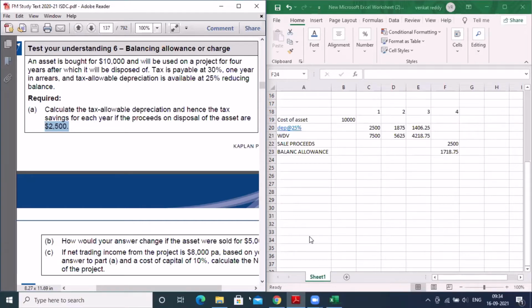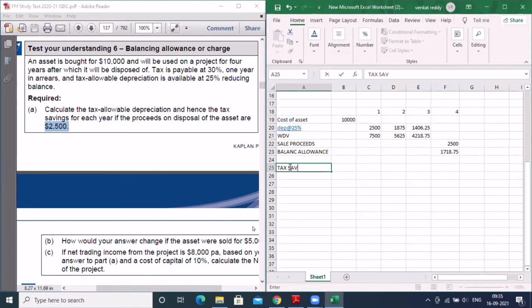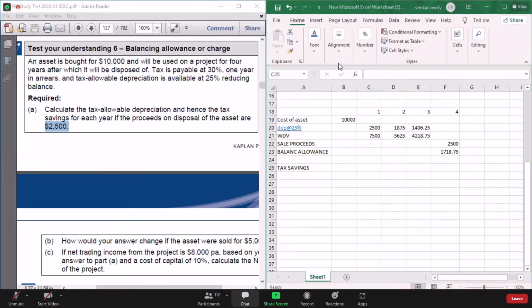Yes, sir. Now the most important point. Here they ask us to calculate the tax allowable depreciation and hence the tax saving for each year. So we should also calculate the tax saving. Now let me explain how to calculate this tax saving. Because the depreciation can be considered as a deductible expense. Now, how much depreciation did we claim in the first year? 2,500, right? So the first year depreciation is 2,500.